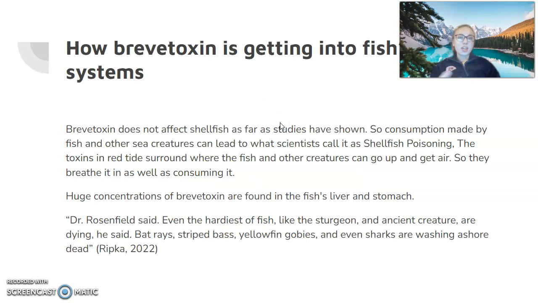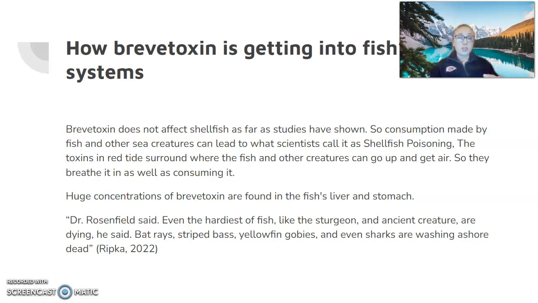So how is brevetoxin getting into fish's systems? Brevetoxin does not affect shellfish as far as studies have shown. So consumption by fish and other sea creatures can lead to what scientists call shellfish poisoning, which is what humans can get as well. The toxins and red tide surround where the fish and other creatures can go up and get air, so they breathe it in as well as they're consuming it.